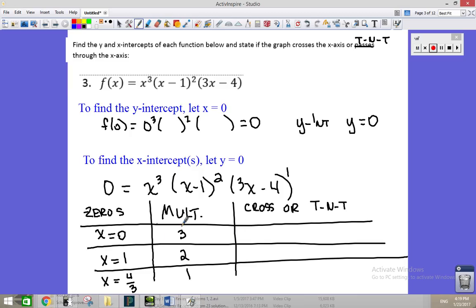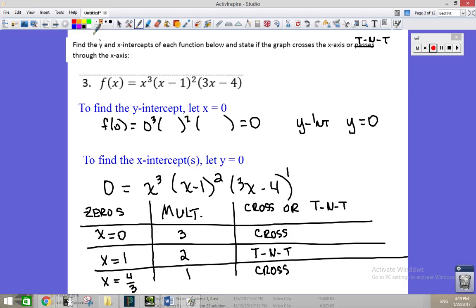If the multiplicity is odd, then at x equals 0, it is crossing through the x-axis. If the multiplicity is an even number like 2, it does a touch and turn, and I'm abbreviating touch and turn with TNT. If x equals 4/3, the multiplicity here is 1, so at x equals 4/3, the graph is crossing the x-axis. So that's what it wanted for number 3.